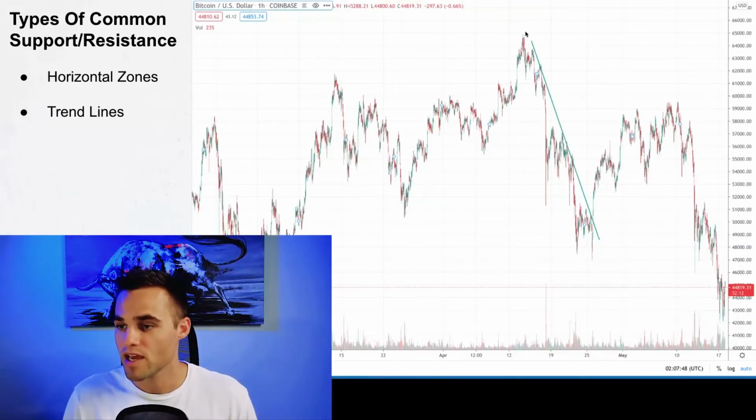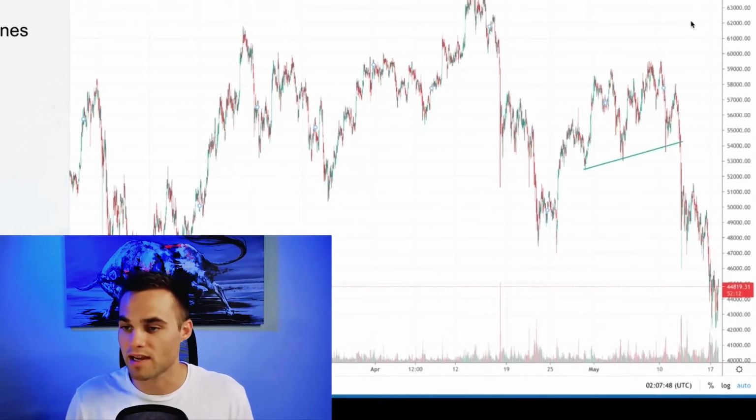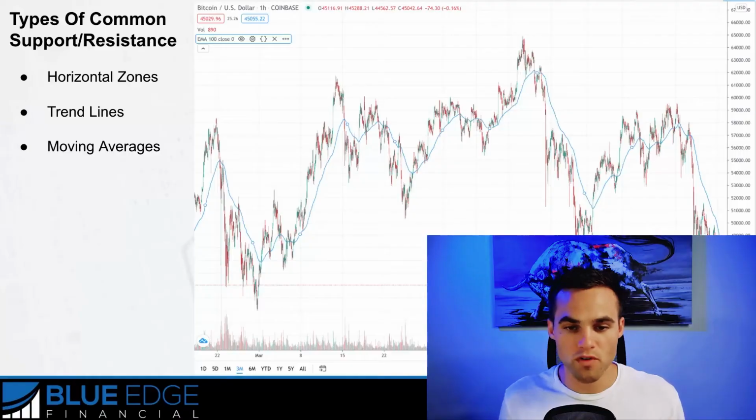Okay, another example, here's a downward trend line here, and we can see that every time it bounces off of here, it seems to bounce off quite sharply. And here's one more example of a trend line support. In this case, it came down, bounced off sharply, came down, bounced off sharply, came down, bounced off sharply again.